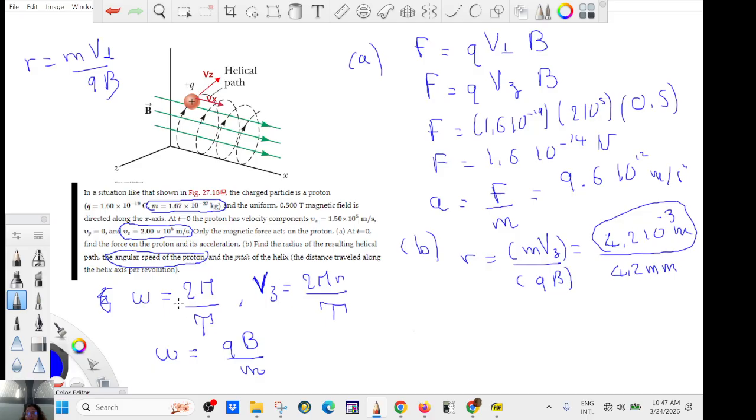This is the angular speed from physics 1. It's like cycles per second. So how many cycles per second? Or rad per second. So it's just qb over m, which is 2 pi over T. So you can find T, or you can use this equation instead.